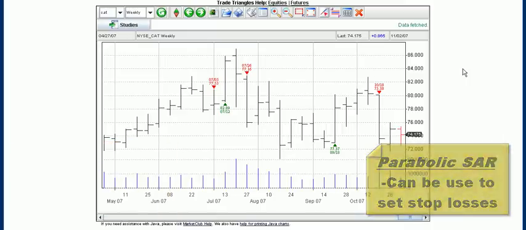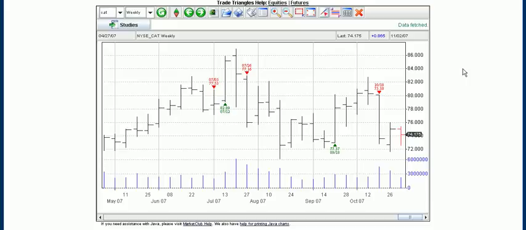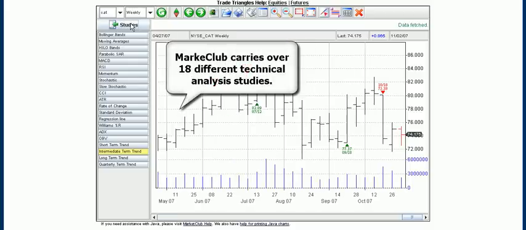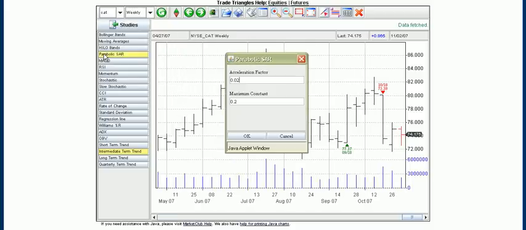And MarketClub members can use the parabolic SAR to set their stops by using this study in the MarketClub charting applet. So first, go to a chart. Then click the Studies tab. The fourth study down is the parabolic SAR. When you activate this study, you'll be prompted to enter an acceleration factor and a maximum constant.